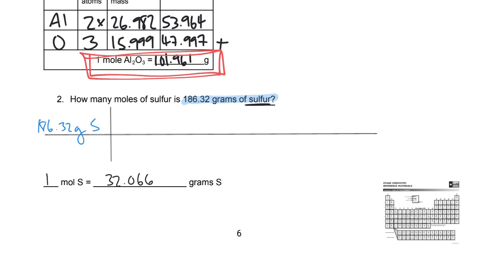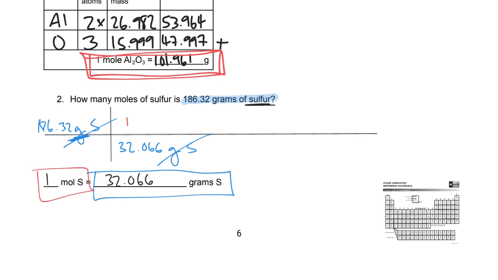And we're trying to get it to moles of sulfur. So if you look at what's on top here, on top we have grams, which means I'm going to have to take this grams portion of our conversion factor and put it down here. 32.066 grams of sulfur goes on bottom. That way grams of sulfur and grams of sulfur cancels out. And then on the top, we're going to put the other half of that, which is 1 mole of sulfur. So we've gotten rid of grams. Now we've got moles, which is what the question was asking for.